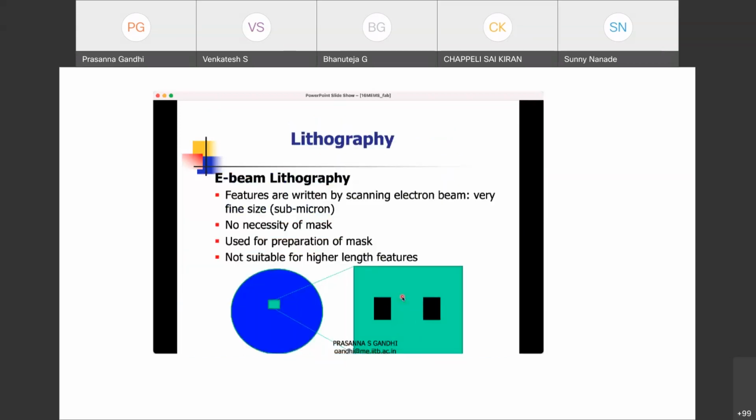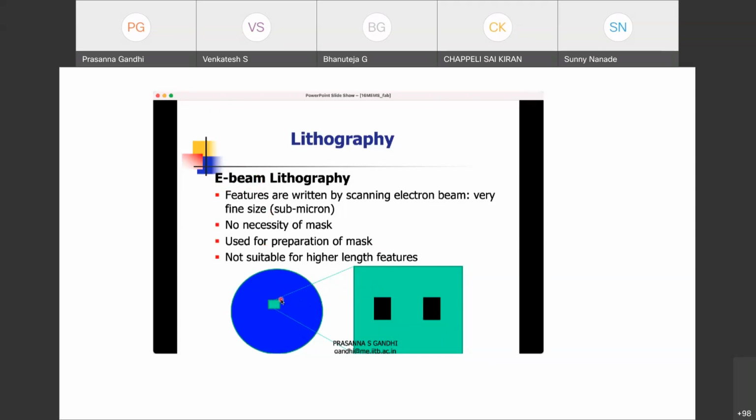Now, there is another kind of lithography. So the natural question comes, okay, how is the mask done? This mask is prepared by using a kind of lithography called E-beam lithography. What is done here, as is clear from the name, is that an electron beam is used to draw something on the surface. You use a similar kind of photoresist, but now you start scanning the surface in vacuum with a very fine beam.